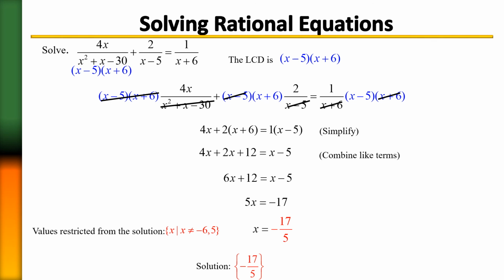Negative 17/5. And there you have it, solving rational equations.